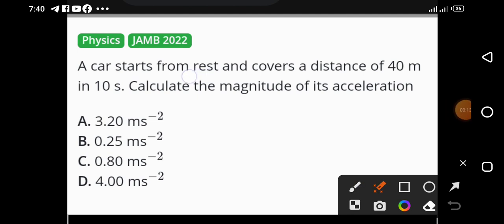A car starts from rest and covers a distance of 40 meters in 10 seconds. Calculate the magnitude of its acceleration.